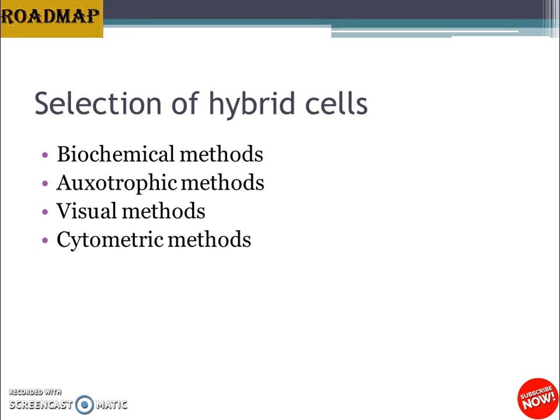The second method is the auxotrophic mutants. In that method, there are mutants which cannot grow on a minimal medium, and because they cannot grow on minimal medium, they require some specific compounds to be added to the medium. So take the nitrate reductase deficient mutant of tobacco: the parental protoplast of such species cannot grow with nitrate as the sole source of nitrogen, while the hybrids can grow.